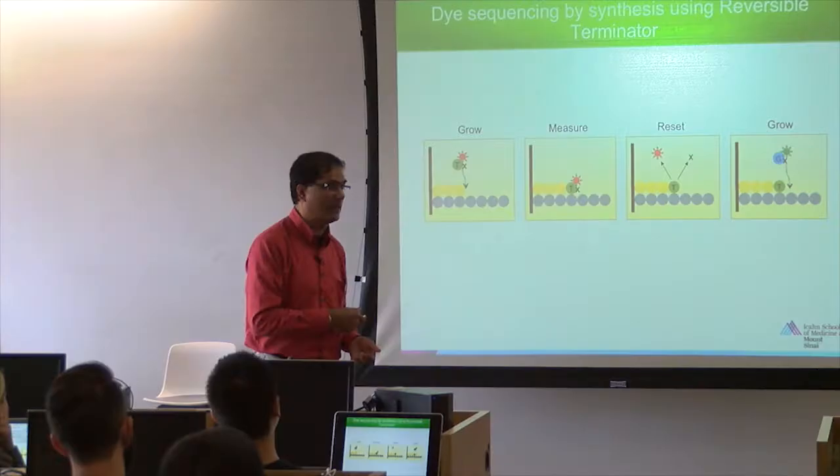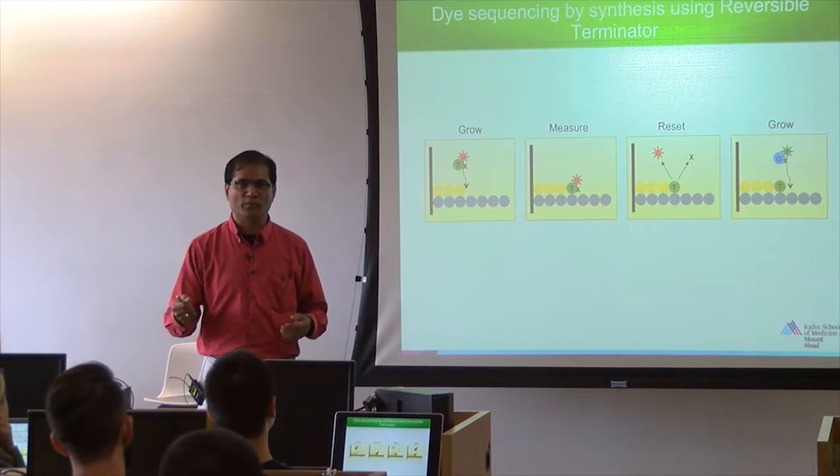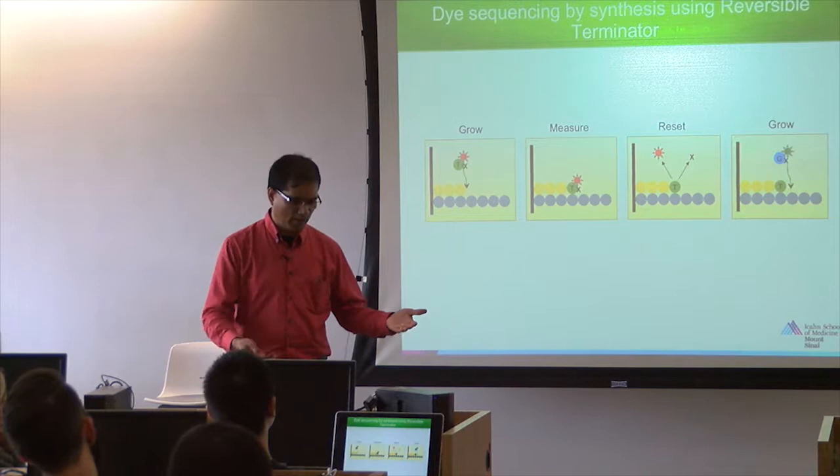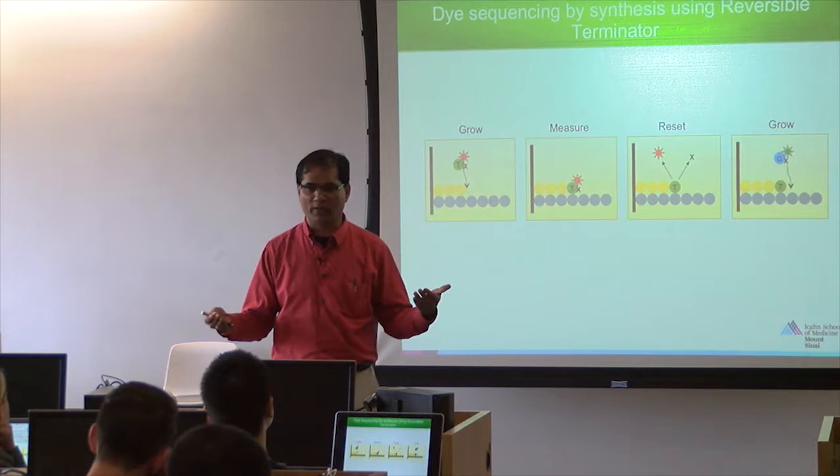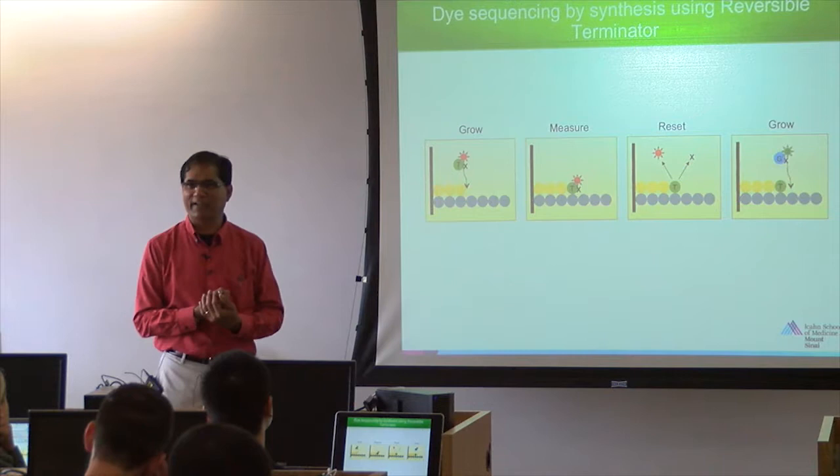If you add one at a time, then also you can detect. But if you want to make it faster, I want to add four at a time. Because if I add one at a time, only a section of my wells gets illuminated. I want all wells to illuminate. I want to do sequencing in all wells, not part of those wells. Then you have to go back to Sanger. We can't get rid of Sanger all the time, still.